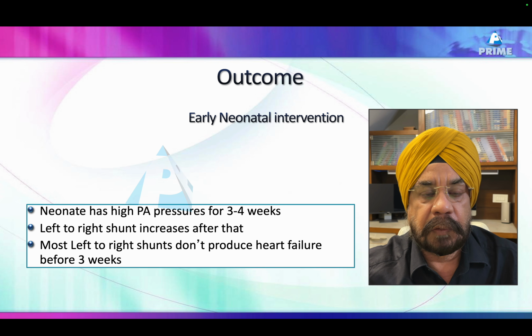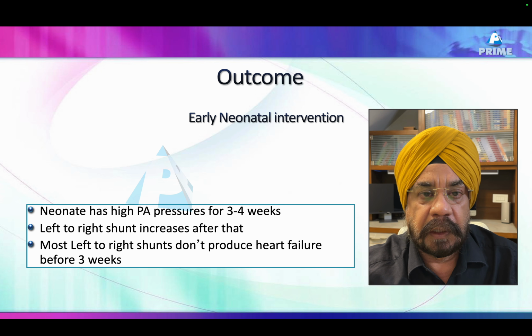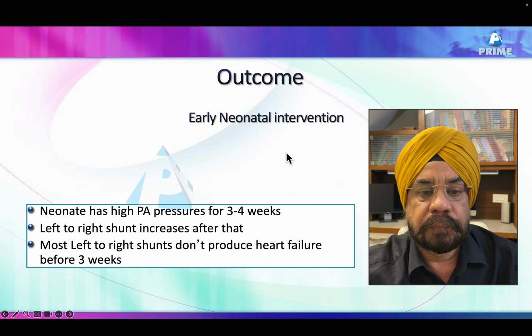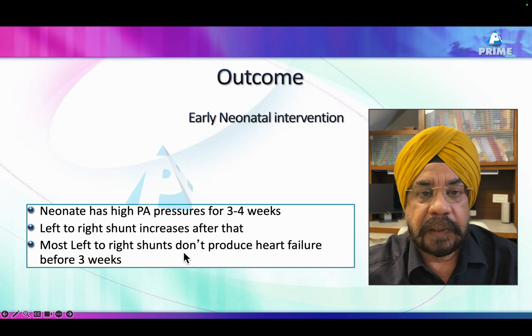Now, let me tell you about the outcome, because that's very important. Once you are counseling a parent, you need to know how the surgery is done and what the outcome of the surgery is. So I'm going to share that with you. Early neonatal intervention usually is not required because all left to right shunts, which includes truncus arteriosus, the shunt does not start because for 3 to 4 weeks the pulmonary artery pressures are very high. The left to right shunt would start only after 3-4 weeks of neonatal age, and that is the time when the child would start going into heart failure.